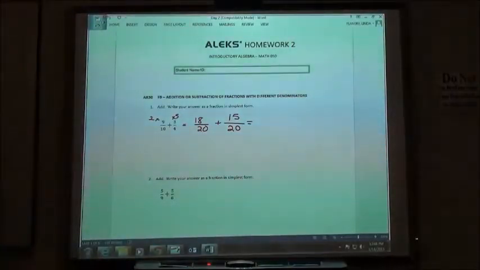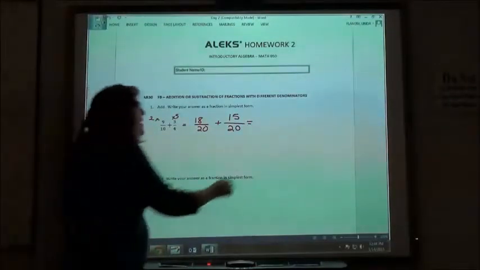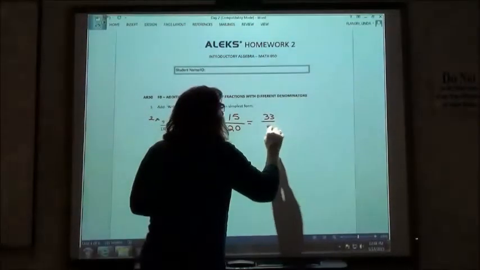Now I'm going to go ahead and add my numerators. If you do 18 plus 15, you get 33. So I'm going to get 33/20.